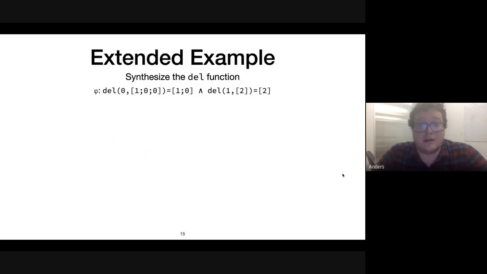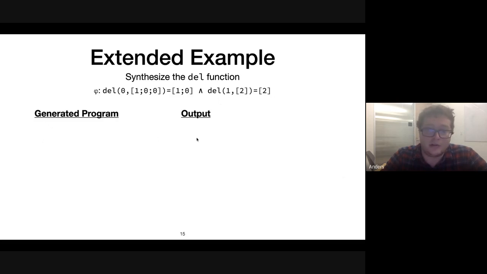So I'm going to go through an extended example on ground formula, and it's also over a finite depth, but I'm not going to be really talking about the finite depth. And for the ground formula, I'm just going to go for the simplest ground formula, which is input-output examples. So in this input-output example I'm synthesizing the del function, where I delete 0 from 1, 0, 0, that will return 1, 0, or I'm deleting 1 from singleton 2, which returns singleton 2. So here's our generated program, and here's our output.